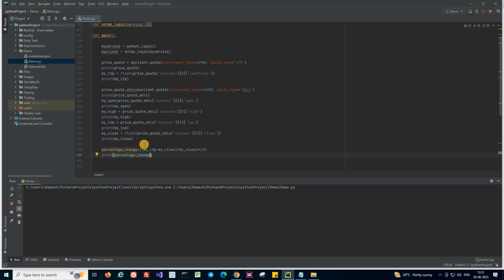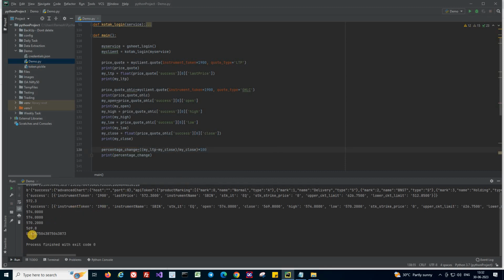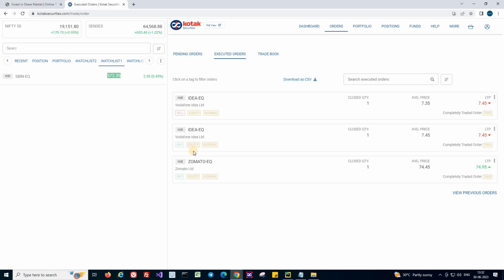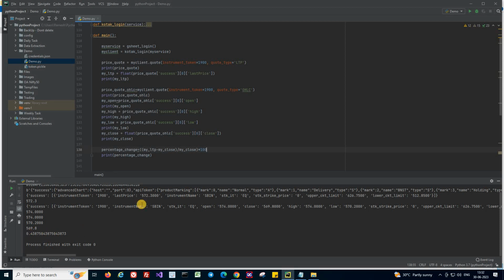The percentage change now is 0.438. Let's check in the UI. What is the difference? Yeah, 0.44 it is. So yeah, we got the right value in the response.